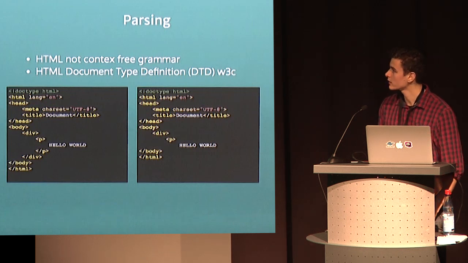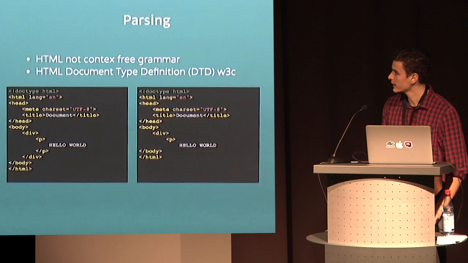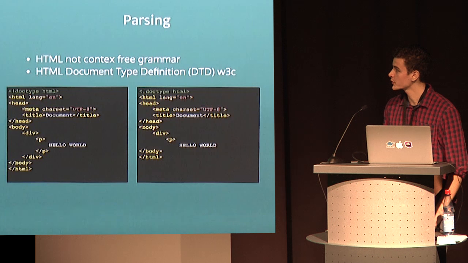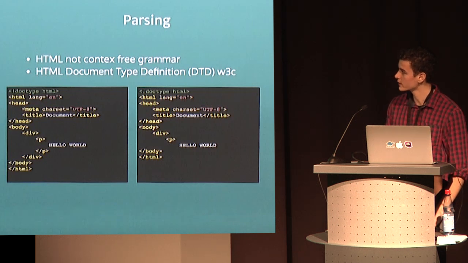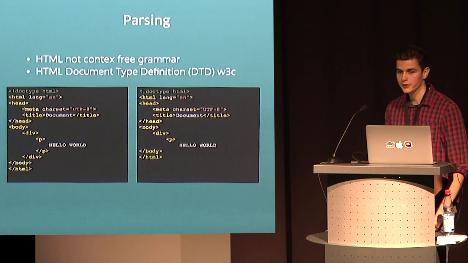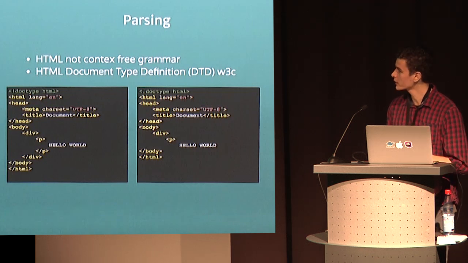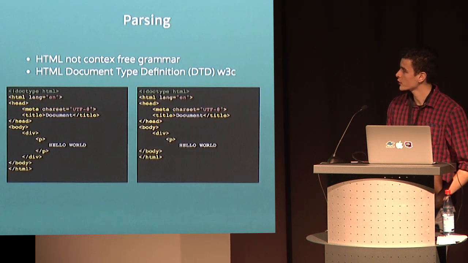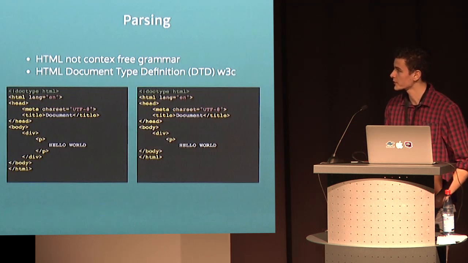You can see that in the right picture, the closing tags for the paragraph and the div tag are missing. But even though those two closing tags are missing, the browser is still going to render it correctly. How is it going to do that exactly? It is automatically going to add a closing tag for the paragraph and a closing tag for the div, and then you're going to get your page rendered. Because of that, you can't use regular conventional parsers.